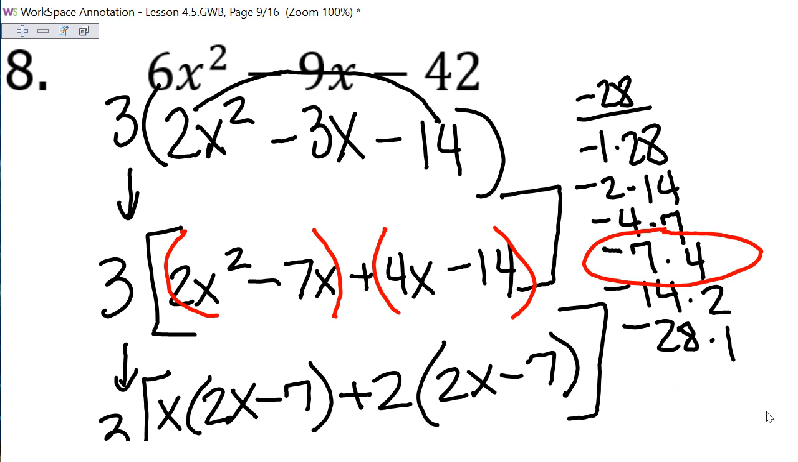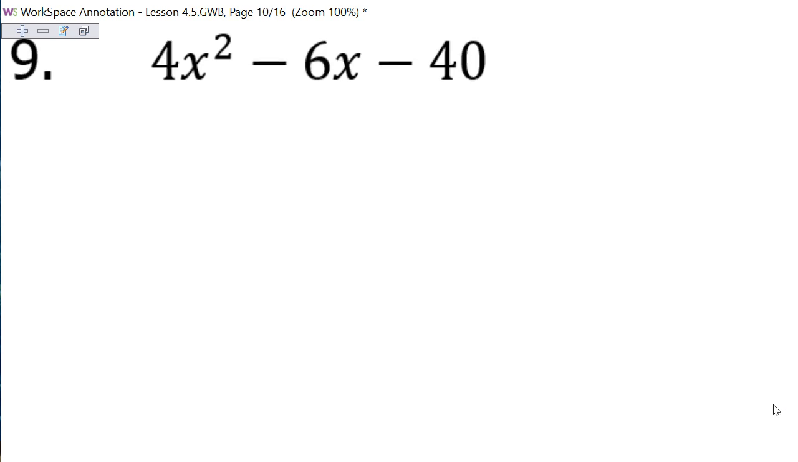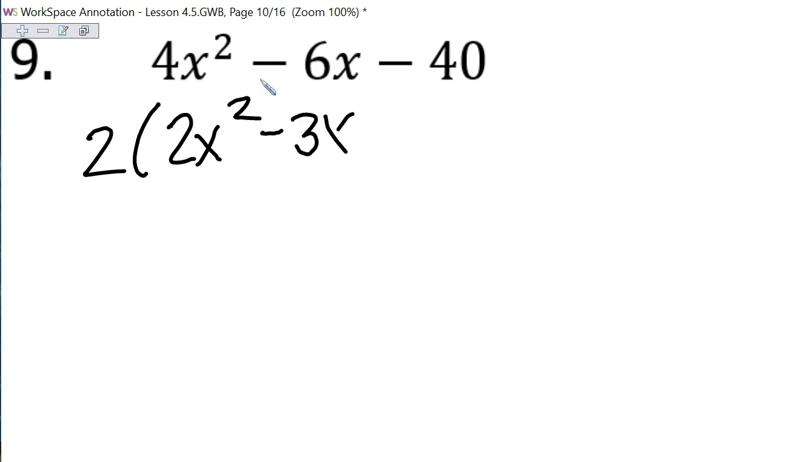Number 9. If it's larger than a 1x squared, what should you look for? GCF, and what is the GCF? A 2, so factor out the 2. 2 times what gives me 4x squared? 2x squared. And 2 times what gives me negative 6x? Negative 3x. And 2 times what gives me negative 40? Negative 20. Drop down the 2. The GCF goes out front.